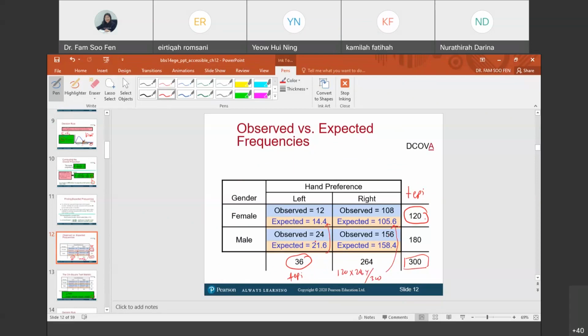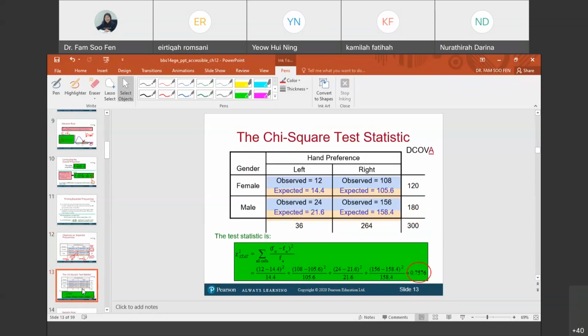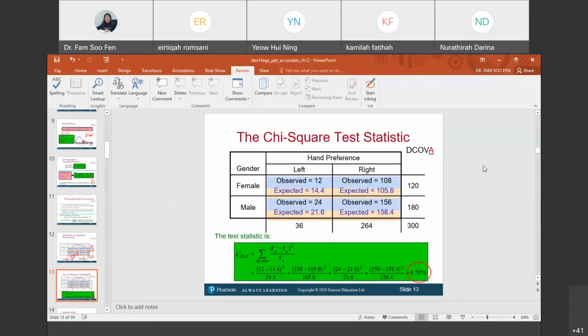For this number, we write edge times edge, 180 times 36, divided by 300. So you will get this figure. Basically, that's all I want to show. This is the chi-square formula. This is the thing that I would like to highlight here. Following this, I would like to share my books. This is the slide.